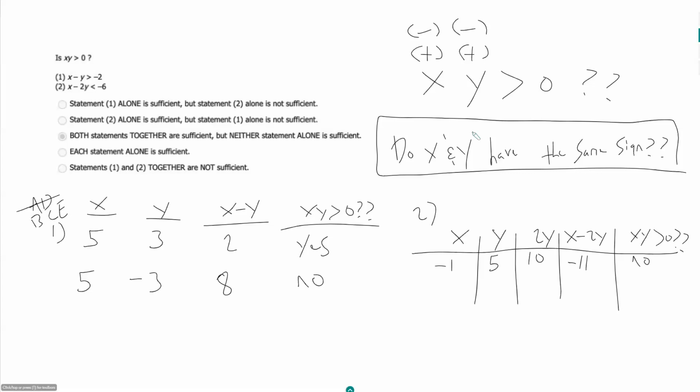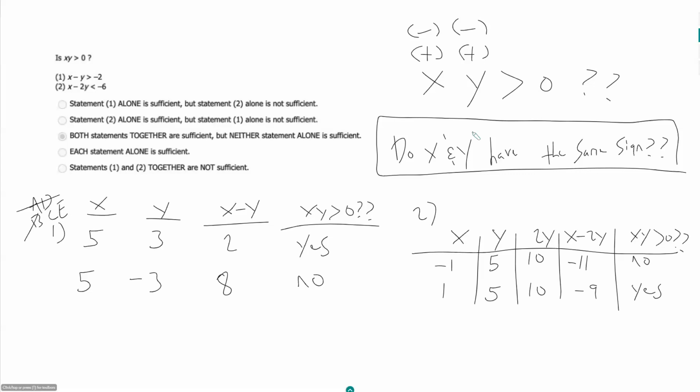So can I get values where x and y have the same sign? And sure, I can do the same thing, so make x equal to positive 1. And so in this case, negative 9 is less than negative 6, so this works. But in this case, x and y have the same sign, so now I have a yes, and this guy would be insufficient.